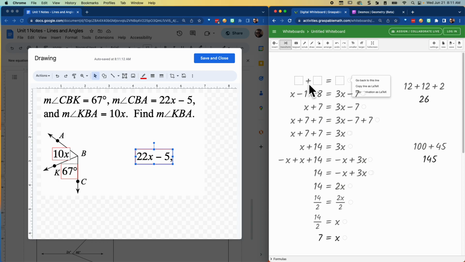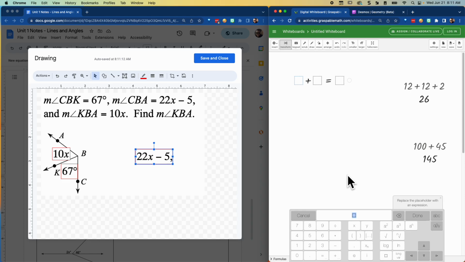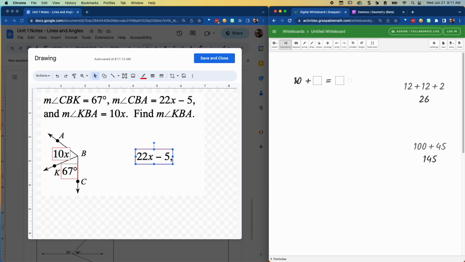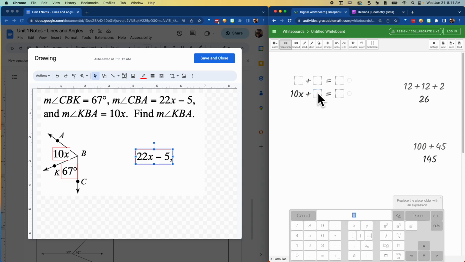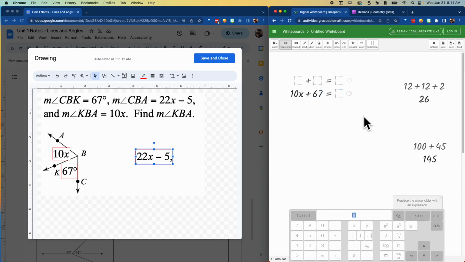So again, I just have this addition postulate is what it's called. It's like an addition equation. The idea that two smaller parts can add up to a total. So I have here one of the parts is 10x. And the other part is 67. And then the third part is 22x minus 5.